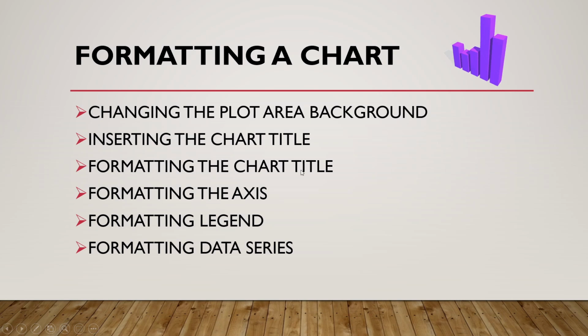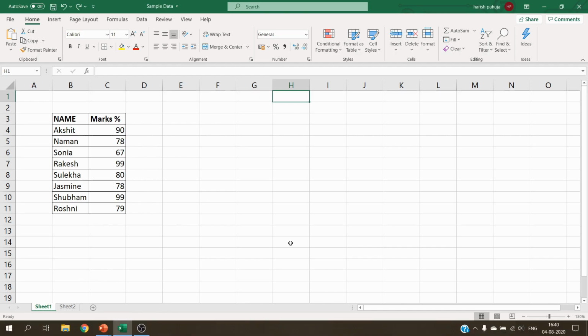Next thing is about formatting the axis, that is the category axis or value axis. And afterwards we have formatting the legend, meaning the colors or patterns depicted for the data, and we can also do the formatting of the data series. So let's understand all these points one by one with the help of our data in Excel.